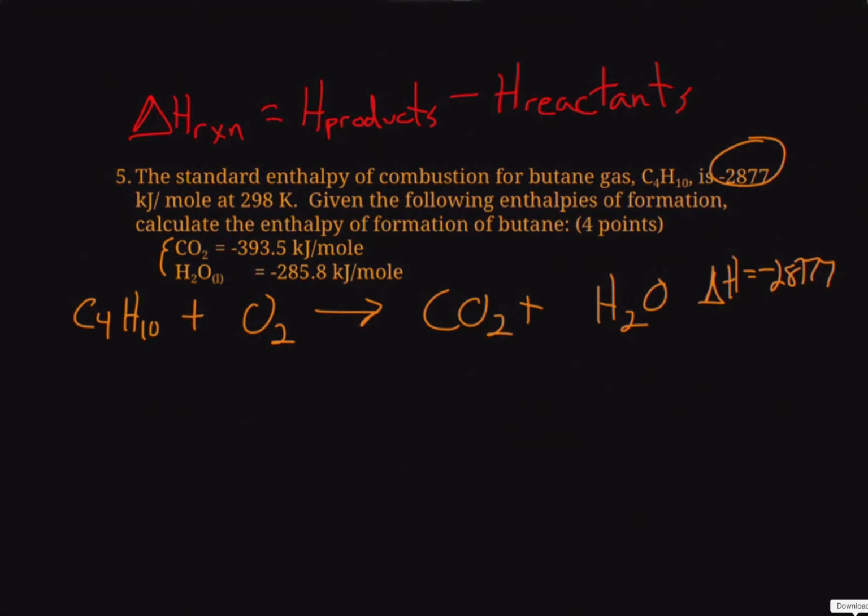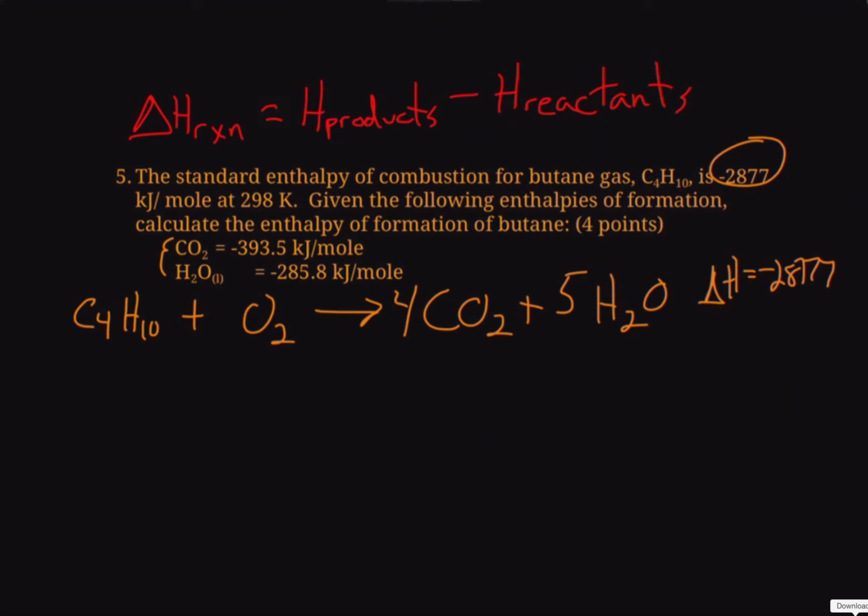So to balance this, if we have 4 carbons on the left, we need 4 CO2s on the right. If we have 10 hydrogens on the left, we need 5 waters on the right. And I know what you're saying. We've got an odd number of oxygens. We've got 8 in the CO2, and we've got 5 in the water. We've got O2 on the left, so we're going to have to double everything.